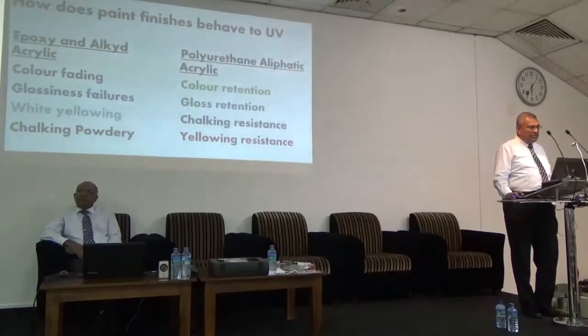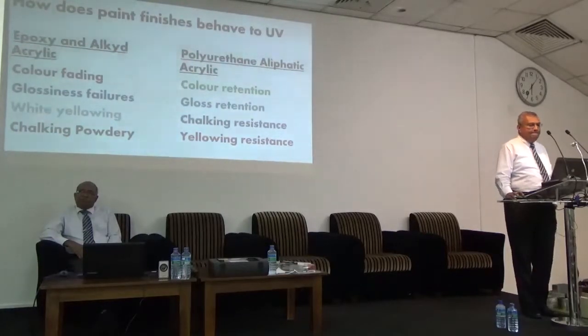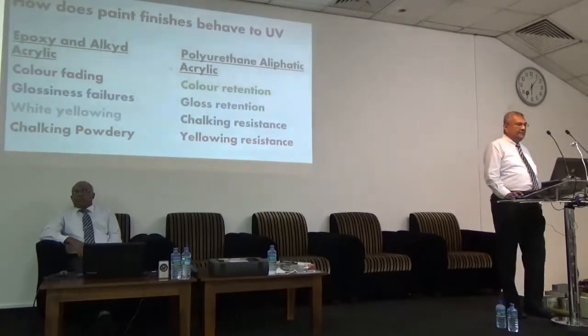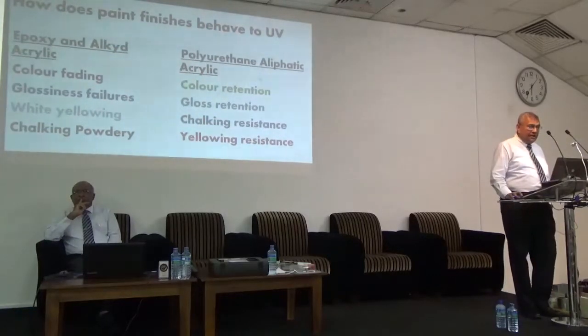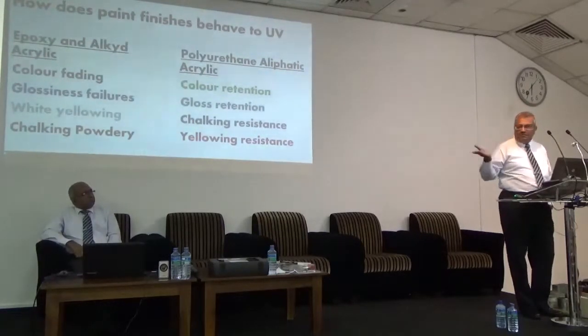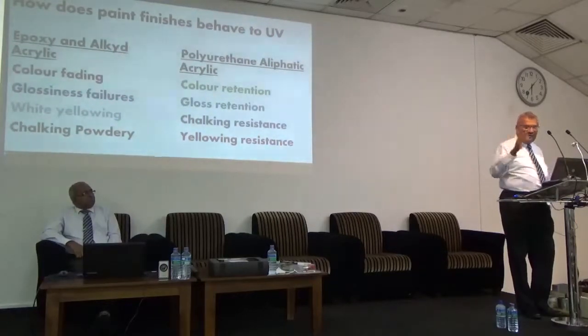So the epoxy, alkyd, acrylic, those paints are not resisting the UV. The color will fade, the glossiness will fade, yellowing will happen, chalking will happen. But if you want to have color retention, gloss retention, chalking resistance and yellowing resistance, you have to select a polyurethane, aliphatic acrylic. Now when you go to the market, you have polyurethane varnish. Now that's a one pack paint. Then there's aliphatic acrylic and there's one more.